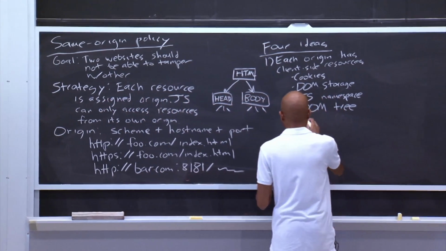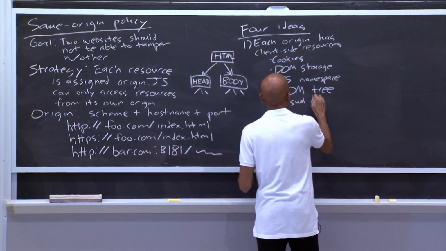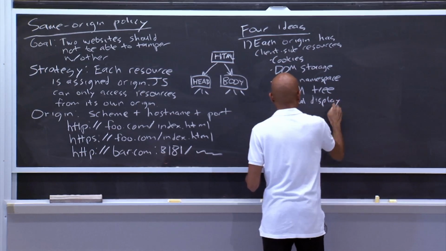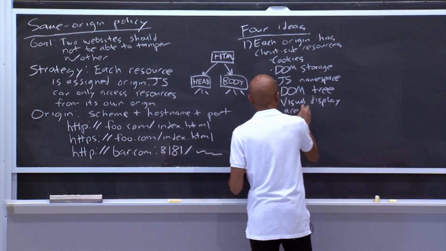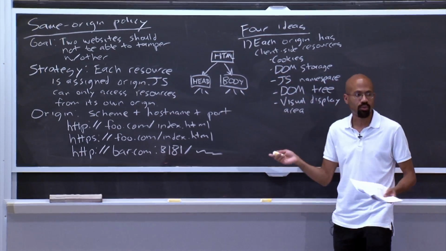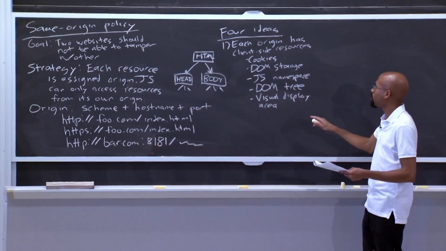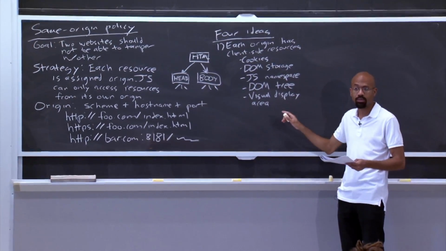There's also a visual display area. Although we'll see that the visual display area actually interacts very strangely with the same origin policy. So on and so forth. So at high level, each origin has access to some set of client-side resources of these types. Right? Does that make sense?